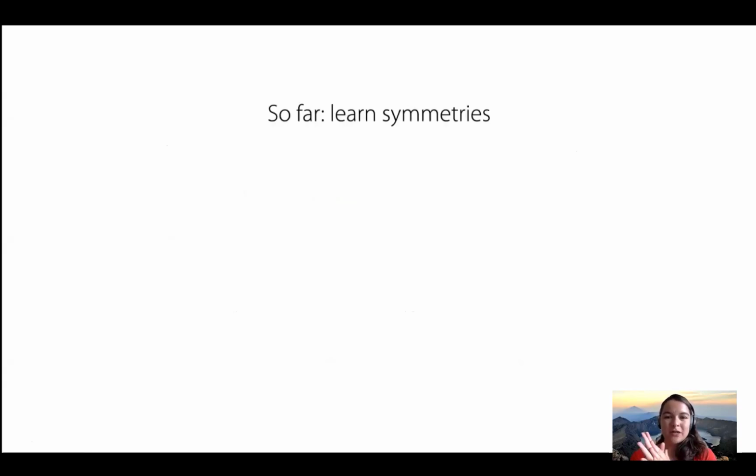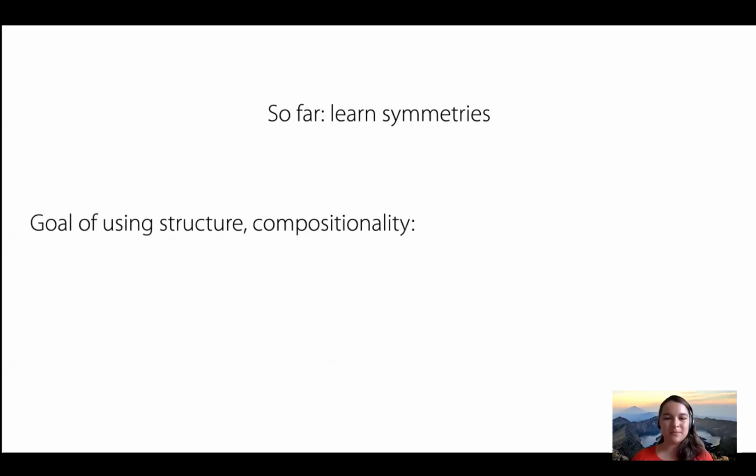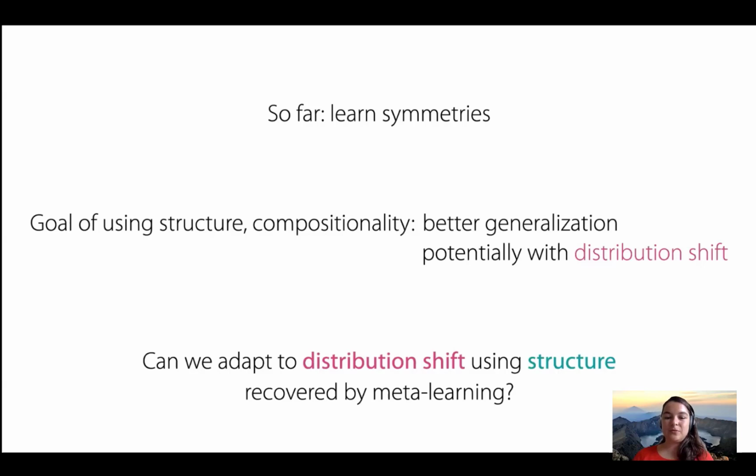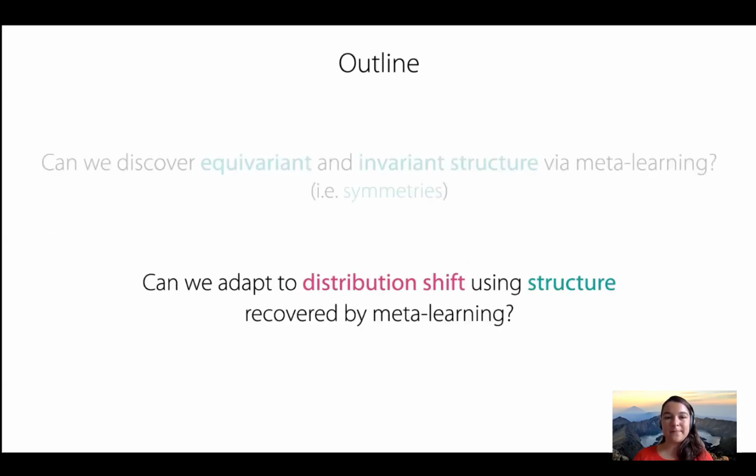Okay, so far we've talked about learning symmetries. And the goal of using structure and compositionality and equivariance is actually to get better generalization. We showed one form of better generalization previously, where we wanted to generalize to augmented data. But we also want to study a setting where we may have distribution shift from the training data to the test data. So can we adapt to distribution shift using the structure recovered by meta learning?